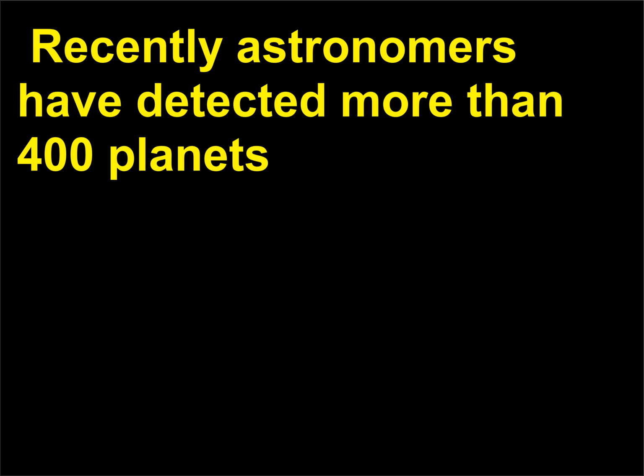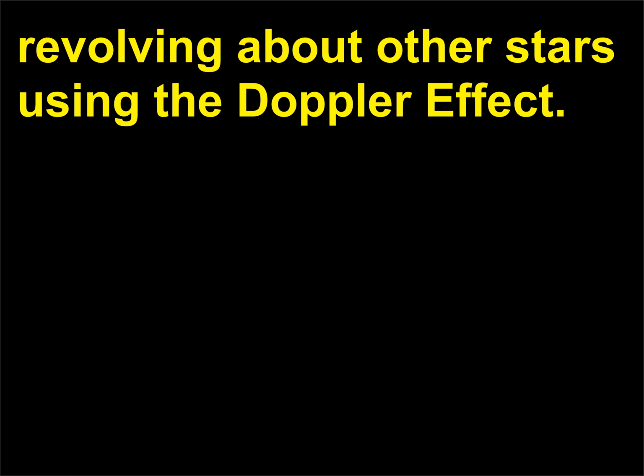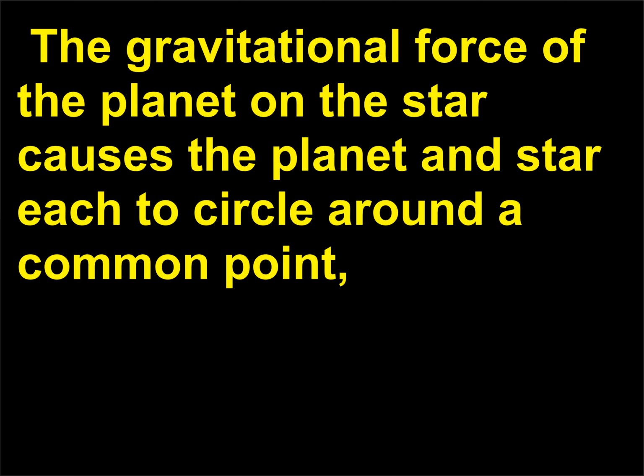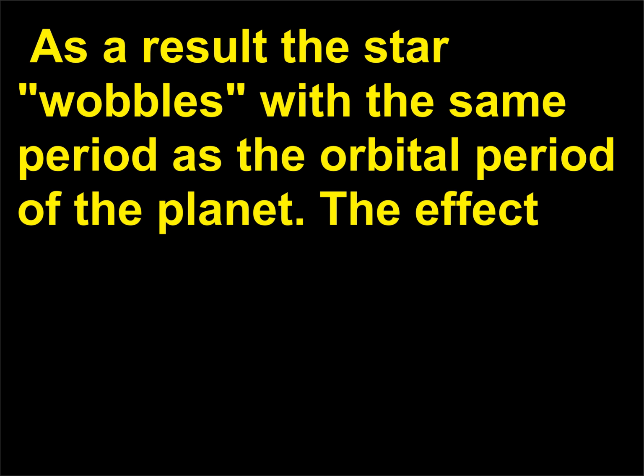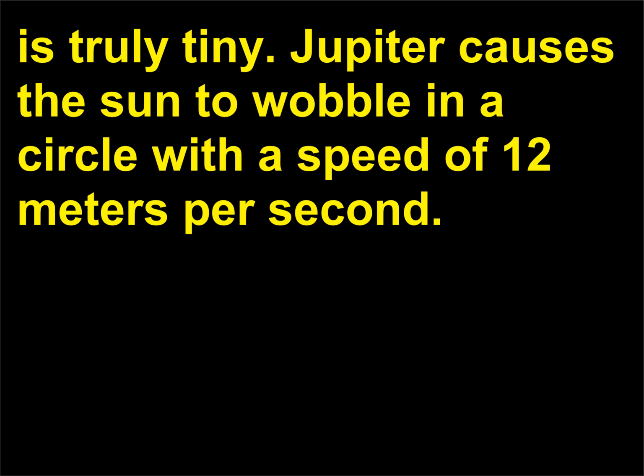Recently, astronomers have detected more than 400 planets revolving about other stars using the Doppler effect. The gravitational force of the planet on the star causes the planet and star each to circle around a common point, usually close to, but not in the center of, the star. As a result, the star wobbles with the same period as the orbital period of the planet. The effect is truly tiny. Jupiter causes the Sun to wobble in a circle with a speed of 12 meters per second.